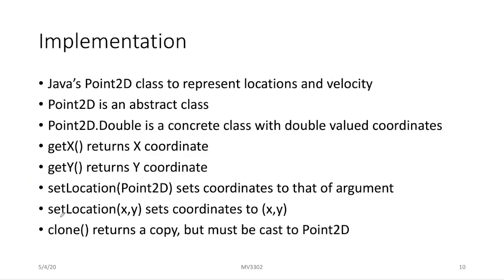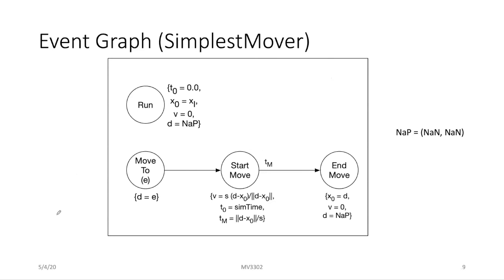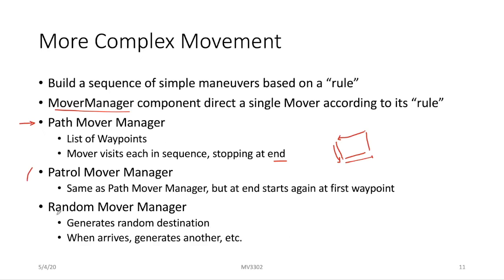And then the final one is that random one. And you saw an example of that, where the idea is you generate a random destination and say, go there. And then when you get there, we're going to generate another random destination. So basically you just keep wandering around in a random way.